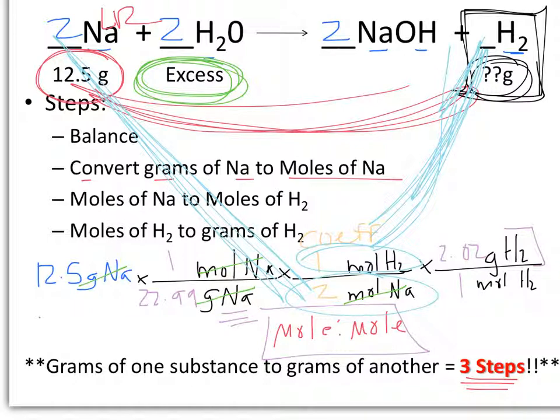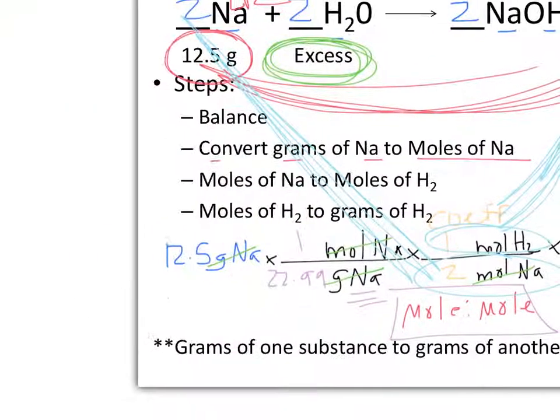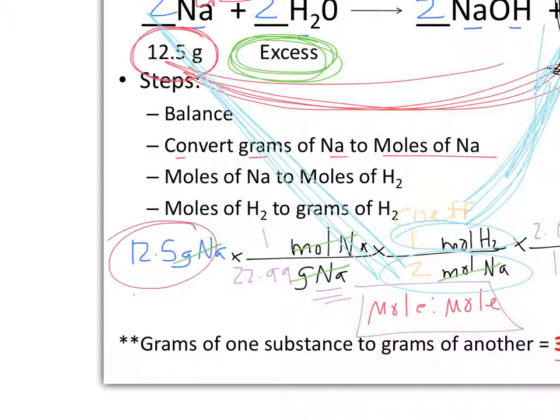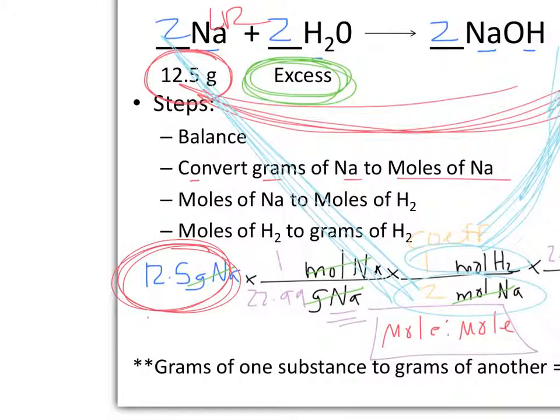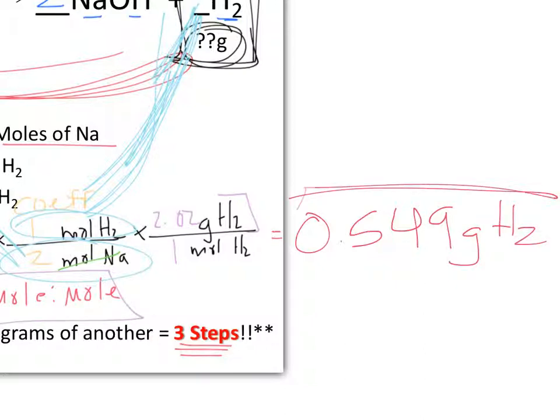And when you run the calculation, you should come up with a final answer. And again, I want to make sure that you understand what you start with. Remember, I know we don't talk about this a whole lot, but make sure your significant figures are maintained. There are 3 sig figs in that particular problem, so we've got to make sure we maintain 3 sig figs, and the final answer comes out to be 0.549 grams of H2, and that is it.